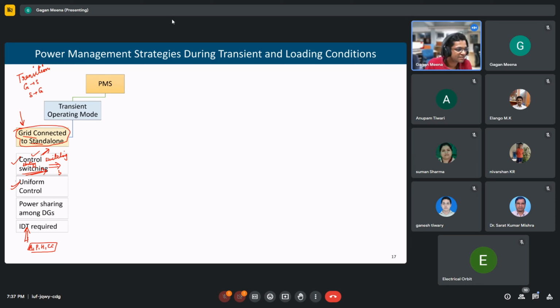Another methodology, another way, is to use the same control for both grid connected and standalone. In that case, we don't need these islanding detection techniques because the control is the same for both.